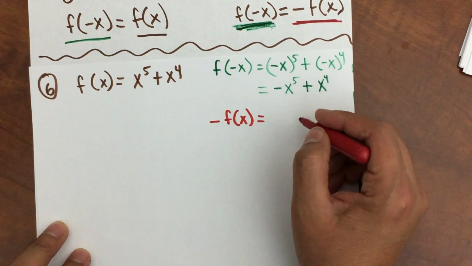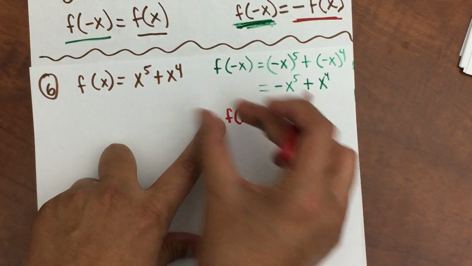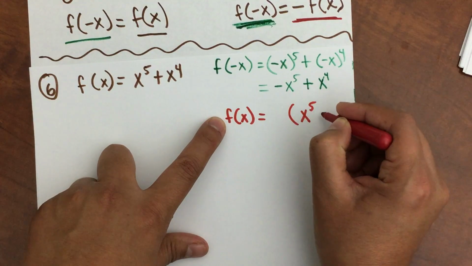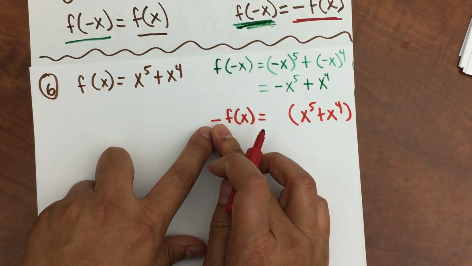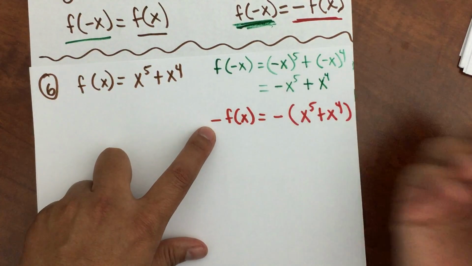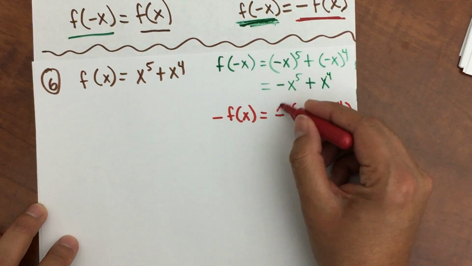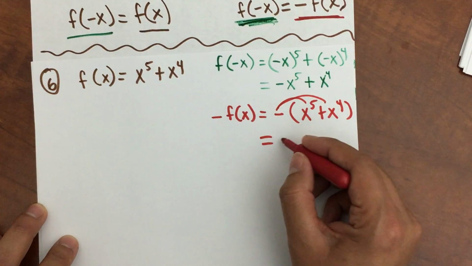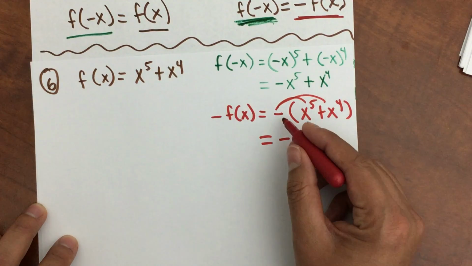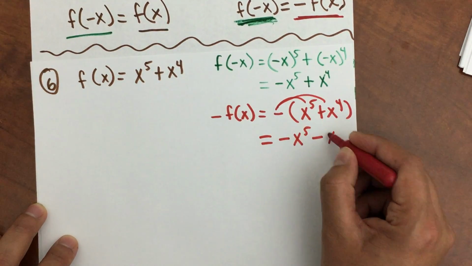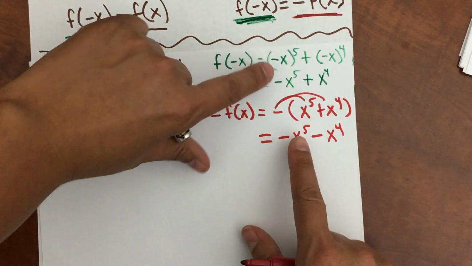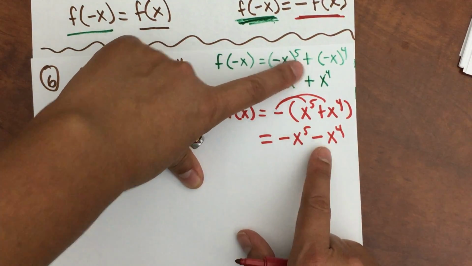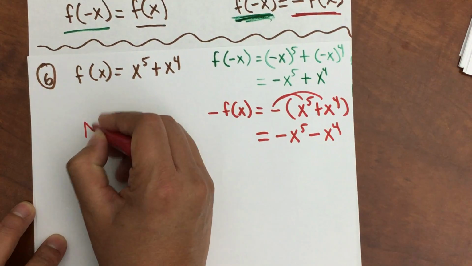negative f of x, it means get the original function right there and multiply it by negative, or negative 1 if you need to see it. All it does is change the signs of the terms. So negative times positive is negative x to the 5th. Negative times positive, negative x to the 4th. Now, are these the same? These are negative, but this is not the same sign, so no, it's neither.